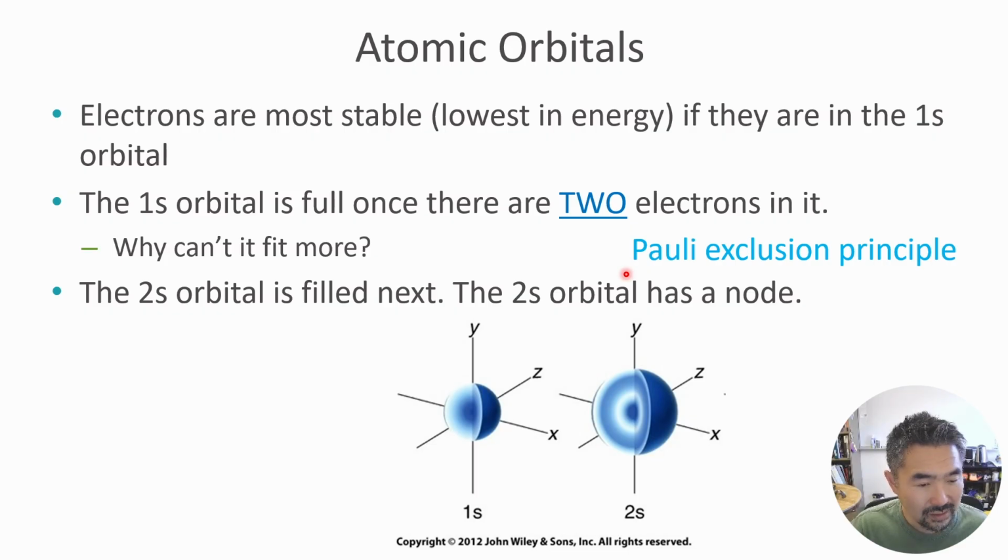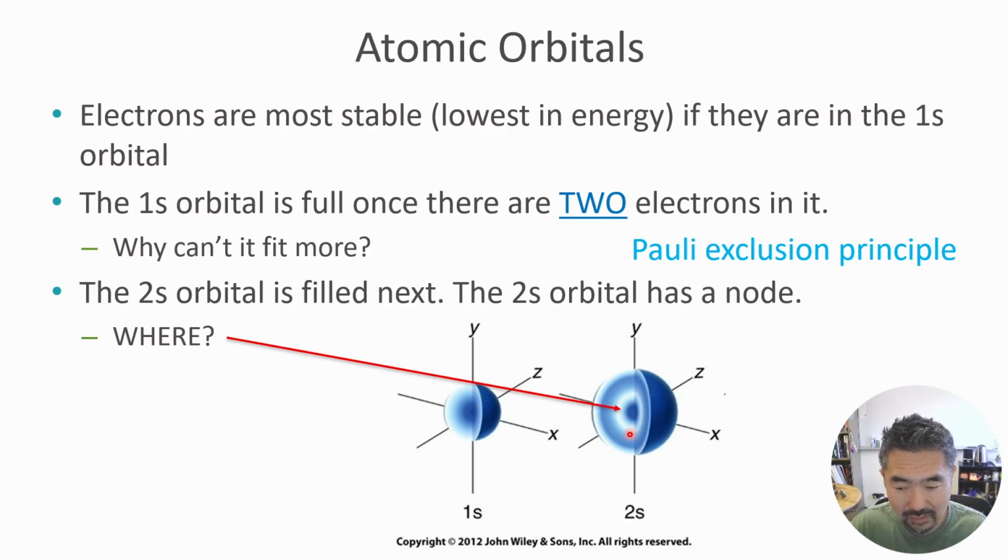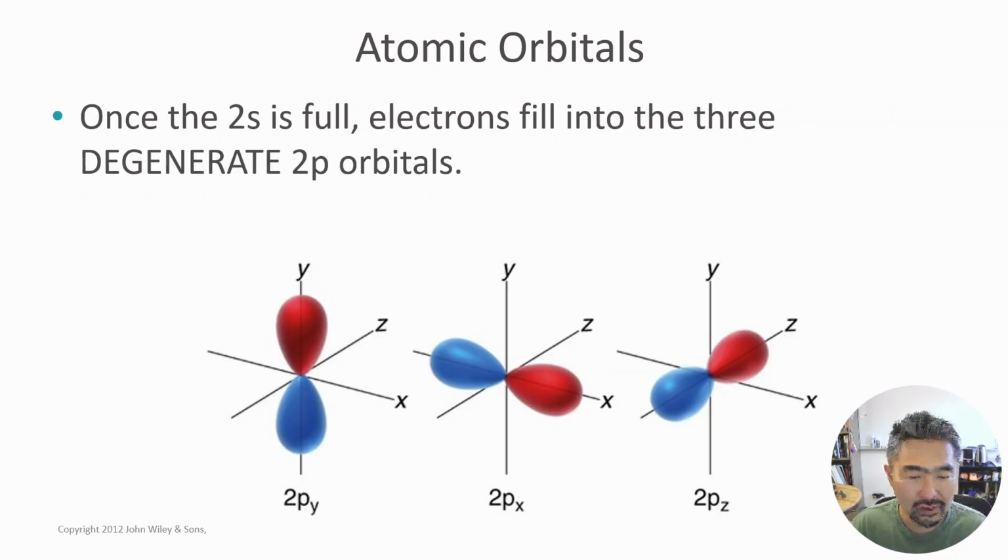Of course, the next orbital would be 2s, and that would be right here. That's higher energy than 1s because it's further away from the nucleus, and the electrons, being negatively charged, want to be close to the positively charged nucleus. Where's the node? It would be right here in between the 2 orbitals.